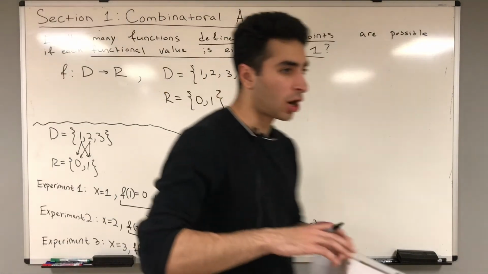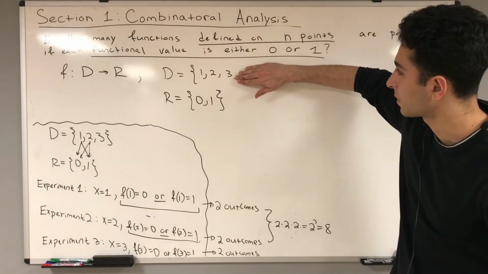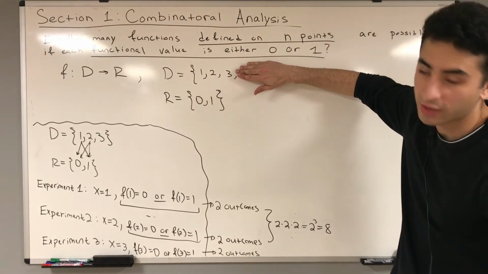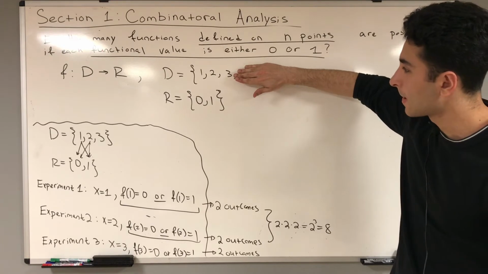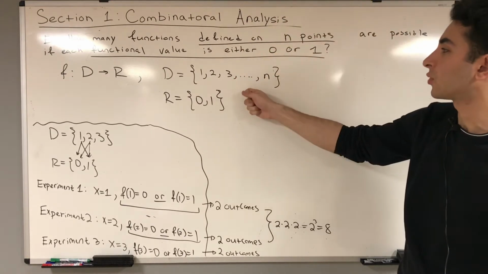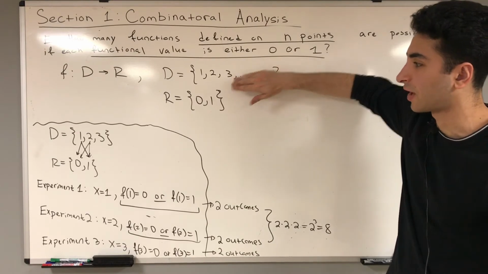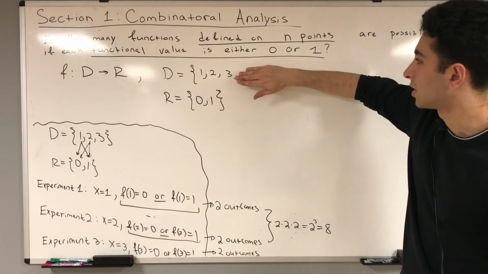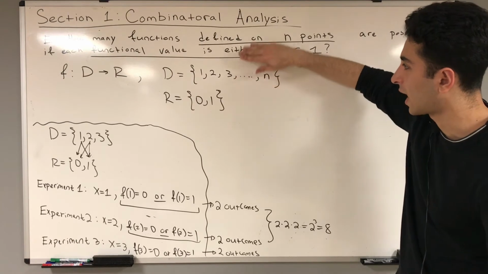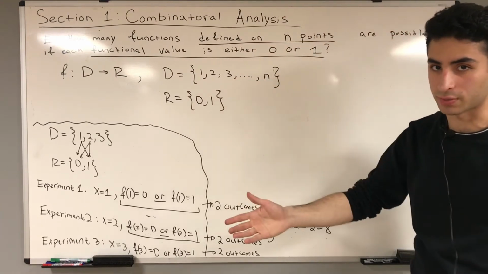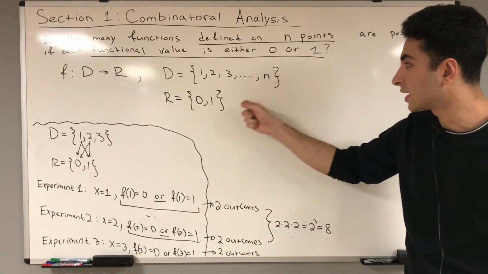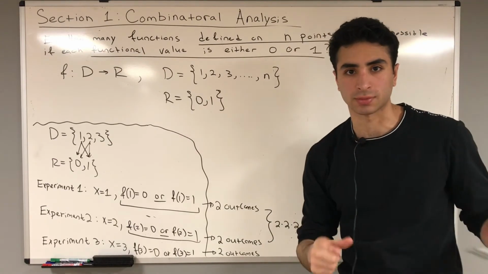If you just cover this, it's the same example, right? You get 2 to the 3rd number of outcomes. Now we don't have 3 experiments, right? Because our experiments were our x values. Instead of 3 experiments, you have n experiments. You have n experiments, each of whom has 2 outcomes.